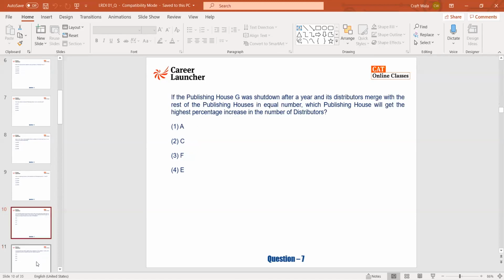Seventh, if publishing house G was shut down after a year and its distributors merge with the rest of the publishing houses, then which distributor will get the highest percentage increase? So how do we do this? Let's look at this, right? Without calculation itself, we can do this.